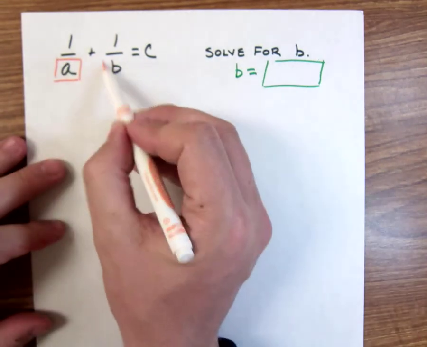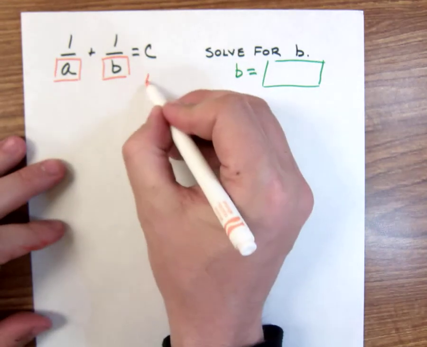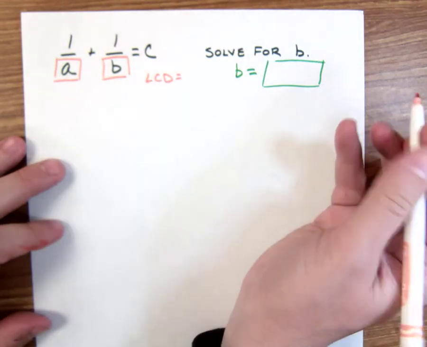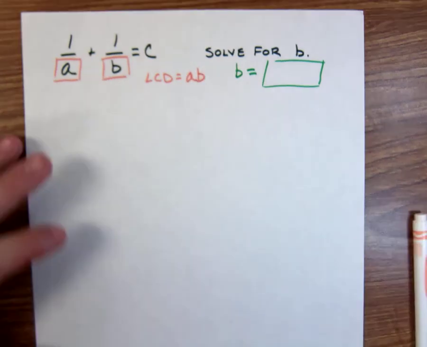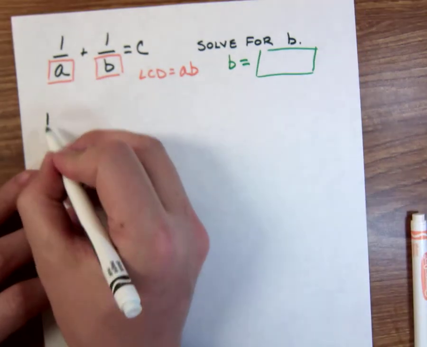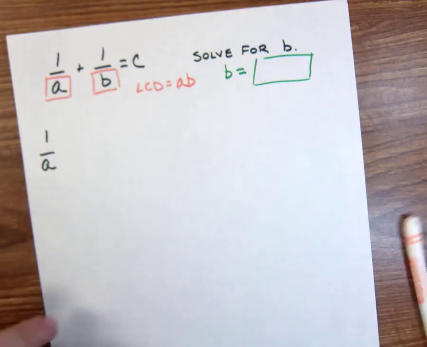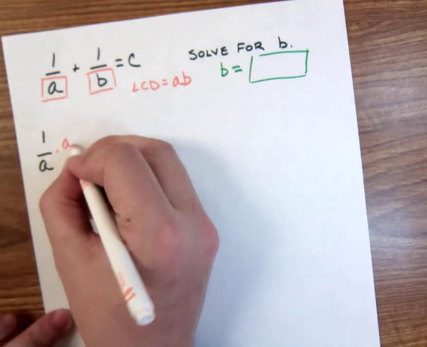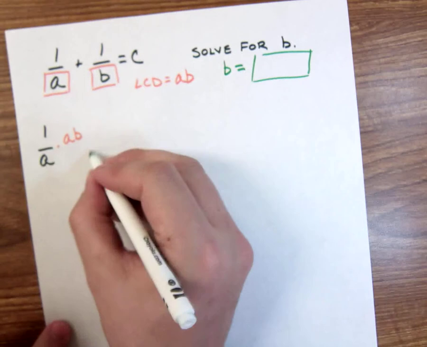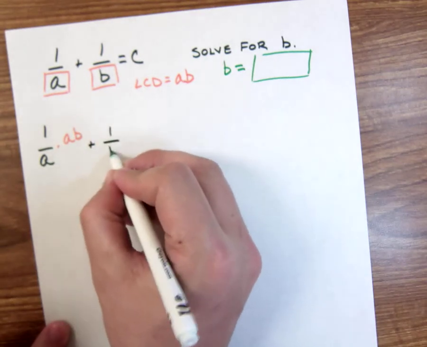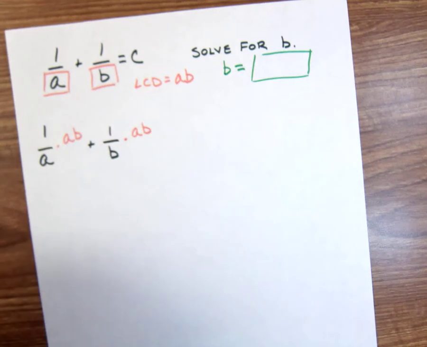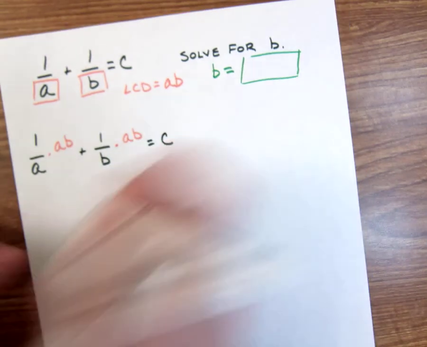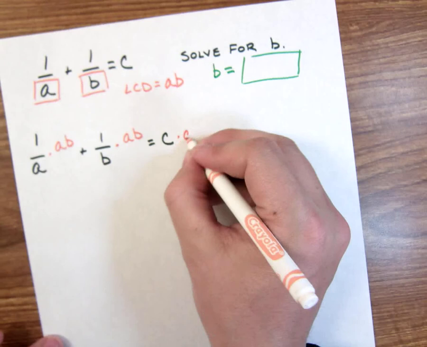Now the good news is the process here is exactly the same as it has been on the previous problems. Look at your 2 denominators. What's the lowest common denominator? AB, or a times b. So I'm going to do 1 over a multiplied by AB plus 1 over B multiplied by AB equals C multiplied by AB.